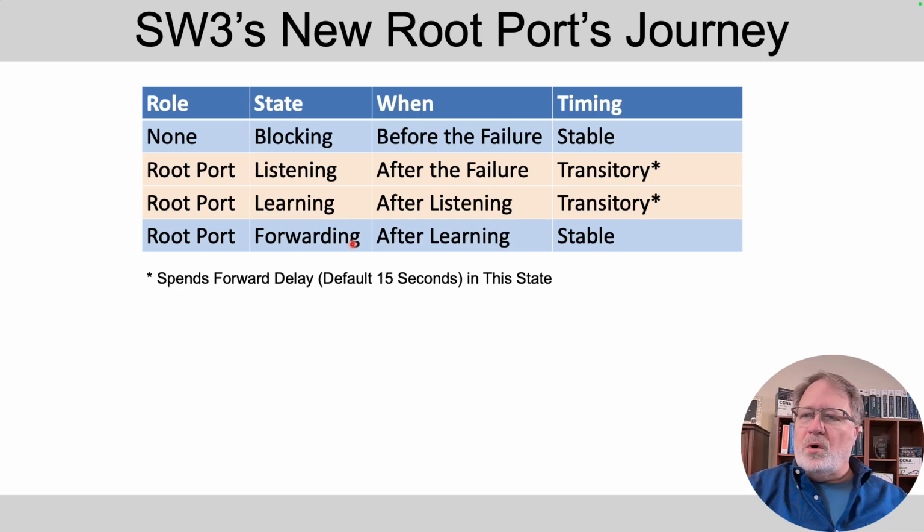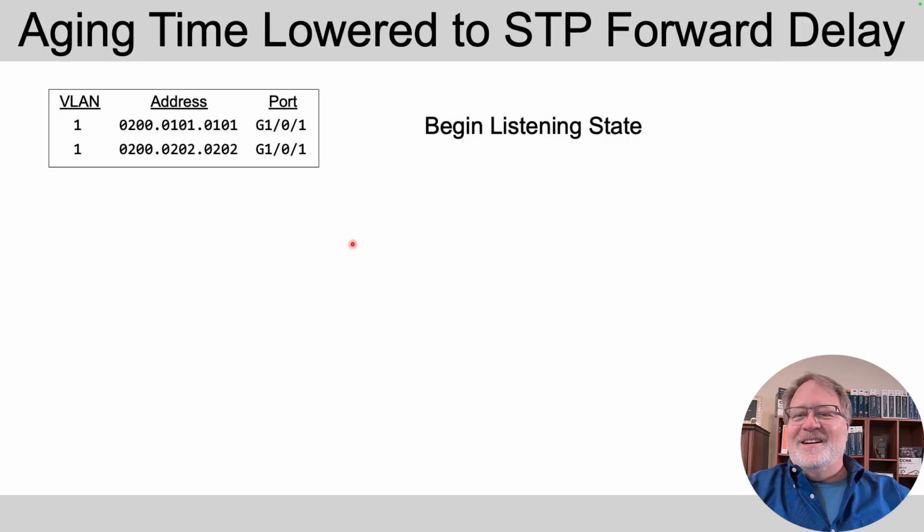All right, so that's normal with plain old 802.1d spanning tree protocol, and unsurprisingly, rapid spanning tree protocol improves on that quite a bit.